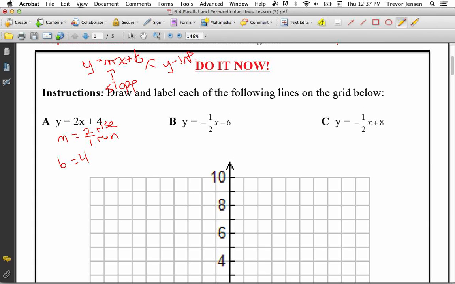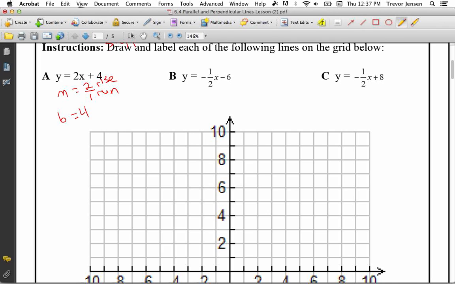So if I'm going to graph this line, the steps to graphing a line are to firstly plot the y-intercept. So it crosses the y-axis at 4, and then it has a slope of 2 over 1. So that's my rise over my run. So I know I have to rise 2 and run 1. That means go up 2 and right 1 from my y-intercept.